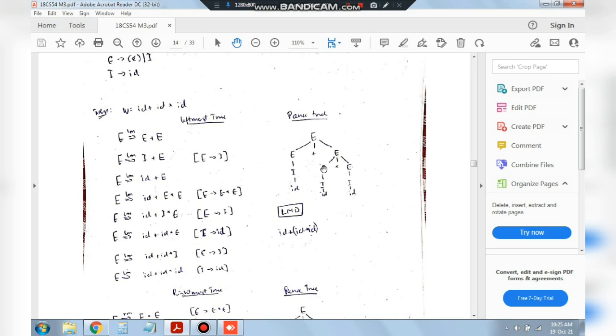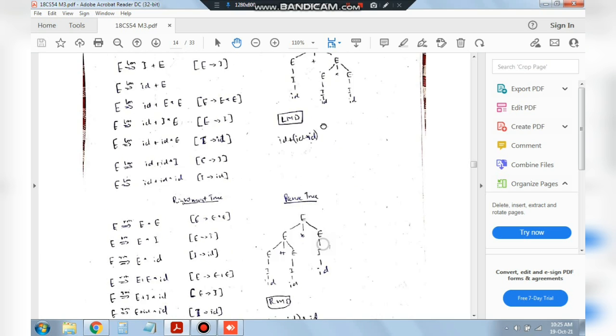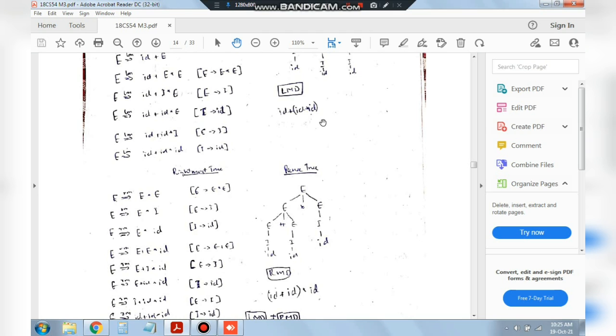So right here, E and E star E, then we have substituted these values as I and id, and here also the same thing. Okay, so this is the parse tree for the leftmost derivation. The same thing will be done for the rightmost derivation as well.